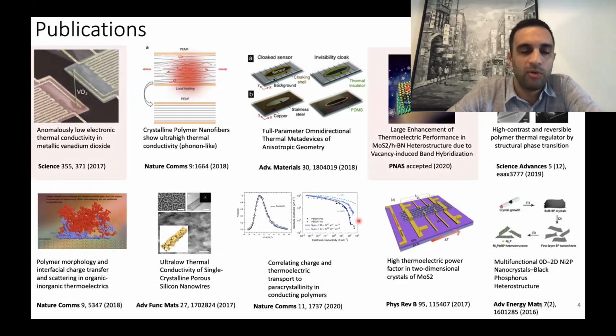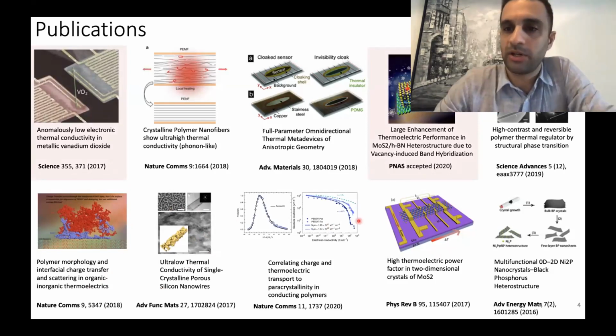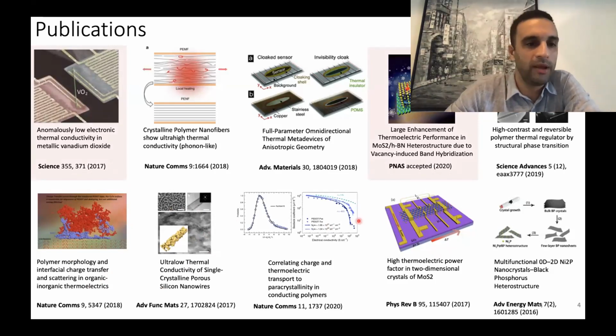I will talk about the motivation for using machine learning and about two papers that are among my favorites in the last few years. The first one is something we published in Science in 2017. The experimental work was done in Berkeley.